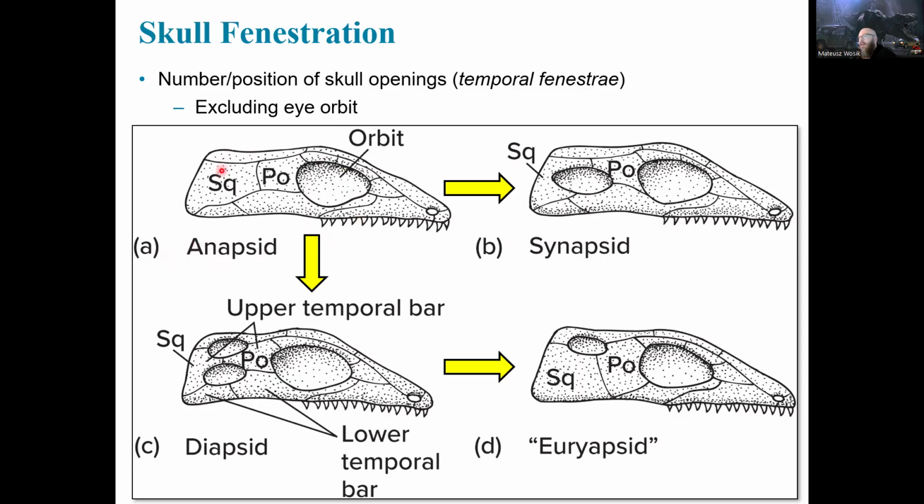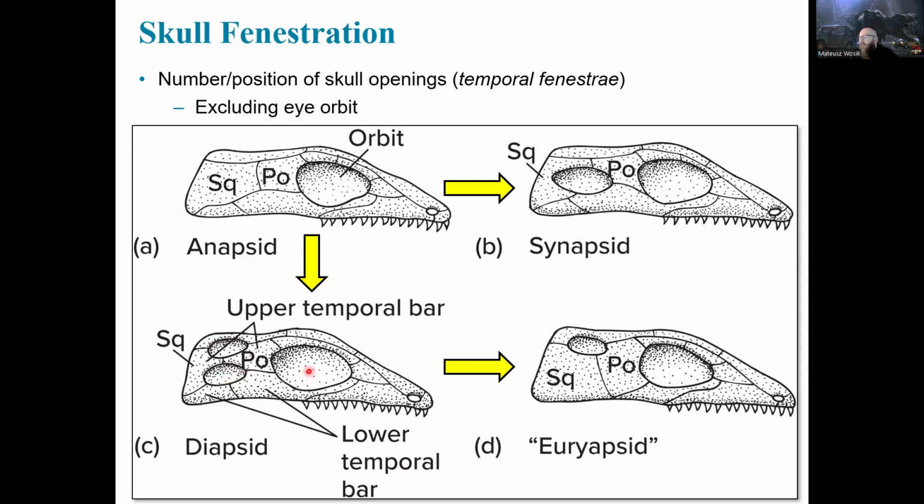So the first one in the top left corner is anapsids. The way that we've historically described evolution in terms of these skull fenestrae is that we all started off with the anapsid condition at some point way back. So that means that there were no holes. Then there was a split, where there was a condition of 1 hole, so the synapsids, or 2 holes, the diapsids, right? And those are separated by what we call the upper and lower temporal bars, making them the upper and lower temporal fenestrae.